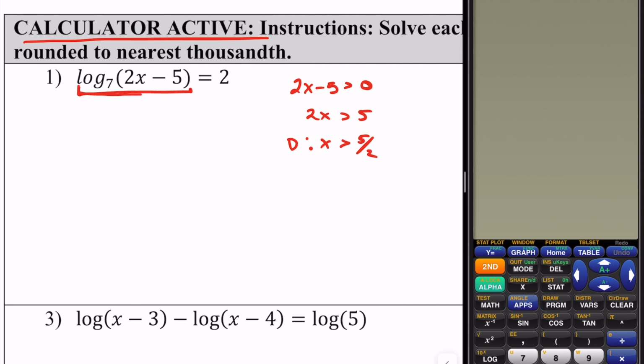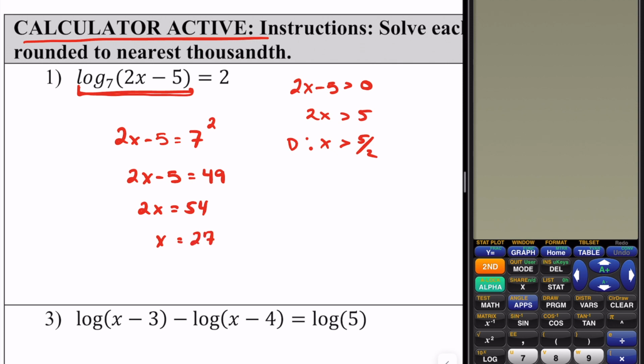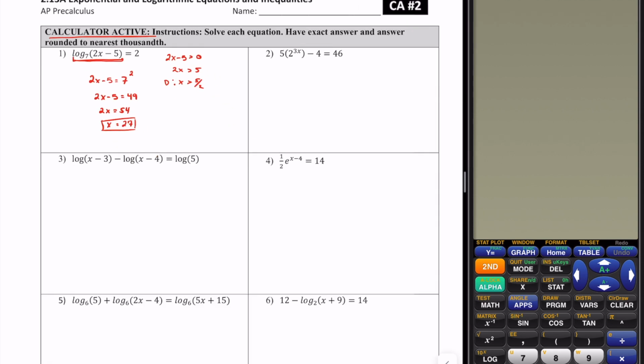The logarithm's alone here, so I'm just going to switch to exponential form. And you can see my base is 7, my exponent 2. This is just a linear equation because 7 squared is just 49. I add my 5 and divide by 2. There we go. X is 27. I don't need a calculator to figure that out. All right, on to problem number 2.